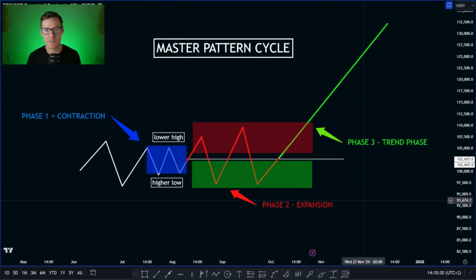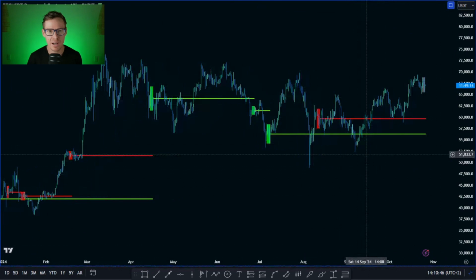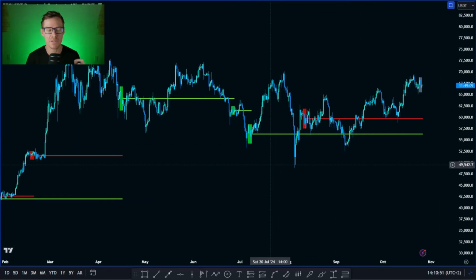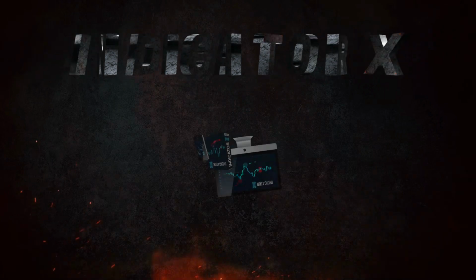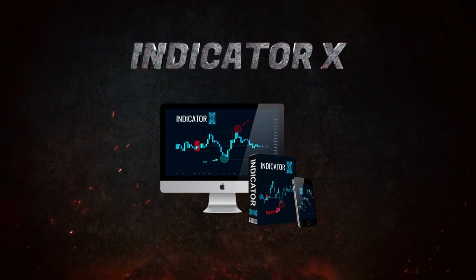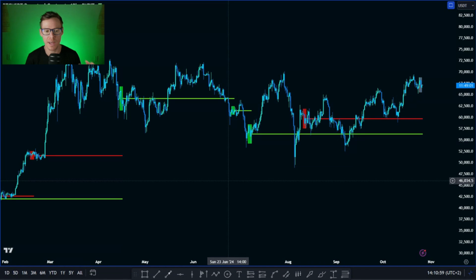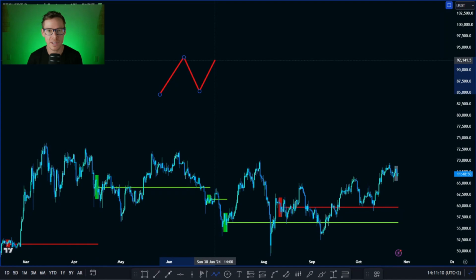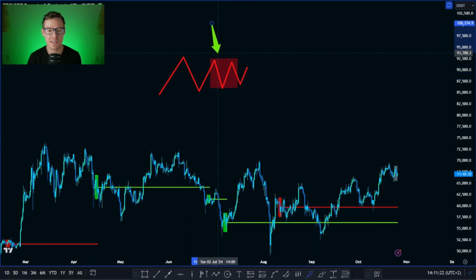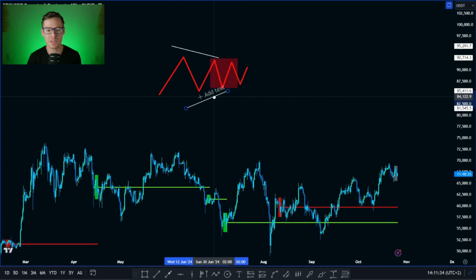Now that you understand this pattern, let me show you on the charts. Here we are at the Bitcoin chart. And what I've done is I've turned on our software. We have an indicator called Indicator X, which marks out these levels on your chart automatically so you don't have to. But you don't need to use our software. If you want to do it manually, all you need to do is look on the chart where you see a simultaneous lower high and higher low happening, and then draw a box around it. So you can see this high is lower than that high. This low is higher than that low. When we get this squeeze happening, the simultaneous lower high and higher low, this is what we call the contraction phase.